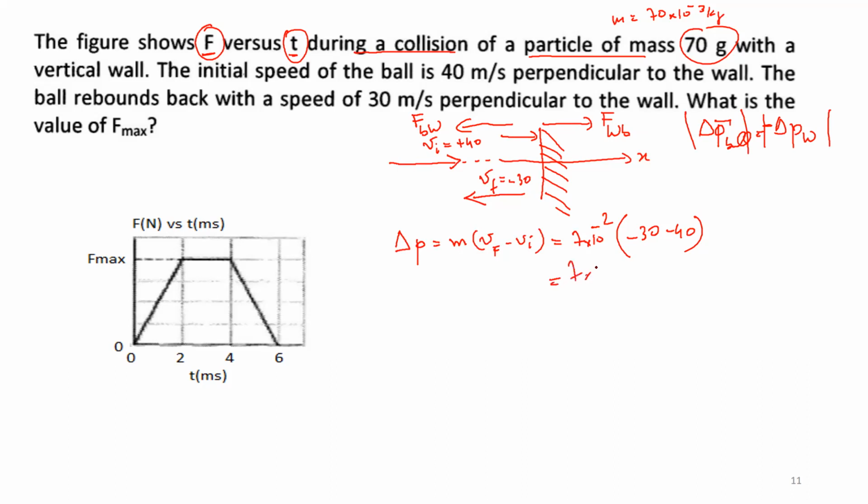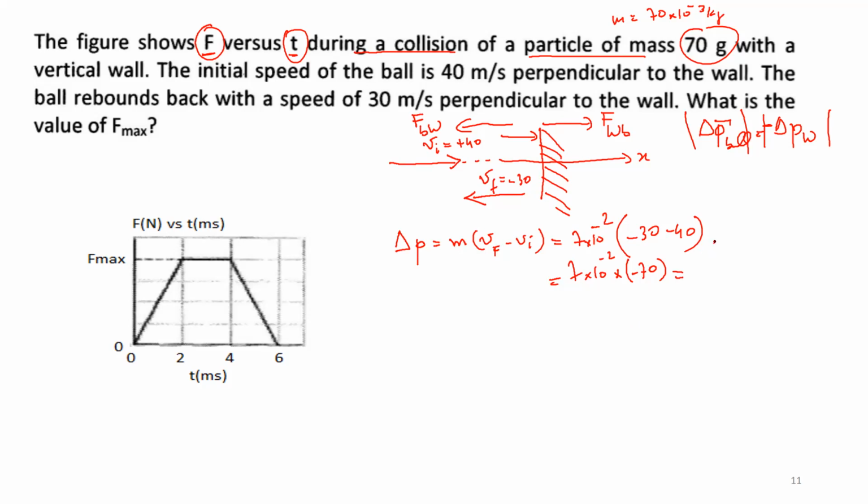So it will be 7 × 10 to the power minus 2. Why minus 2? Minus 2 multiplied by minus 70. Now this delta P will be equal to what? I said it in class.